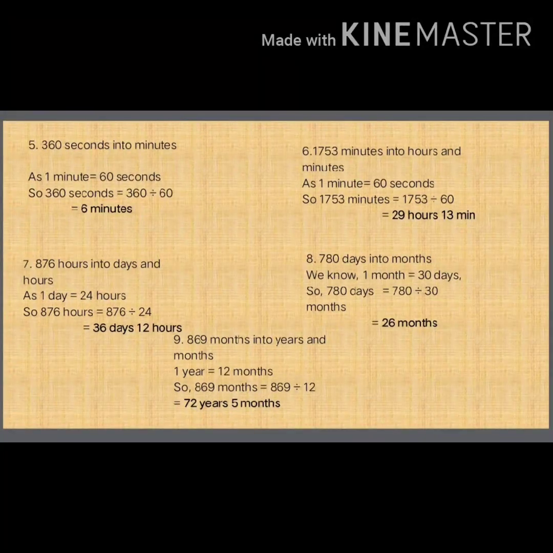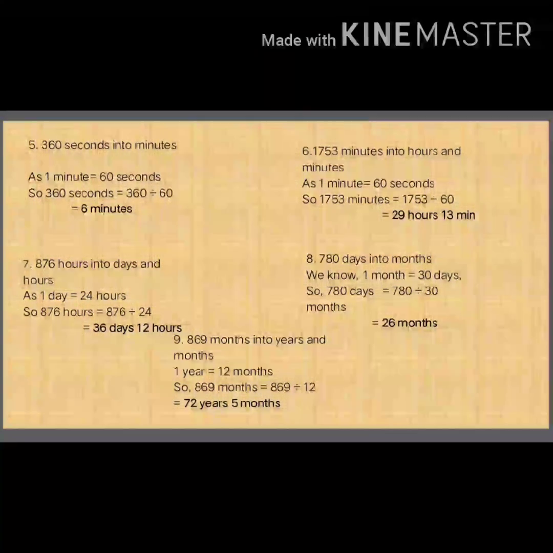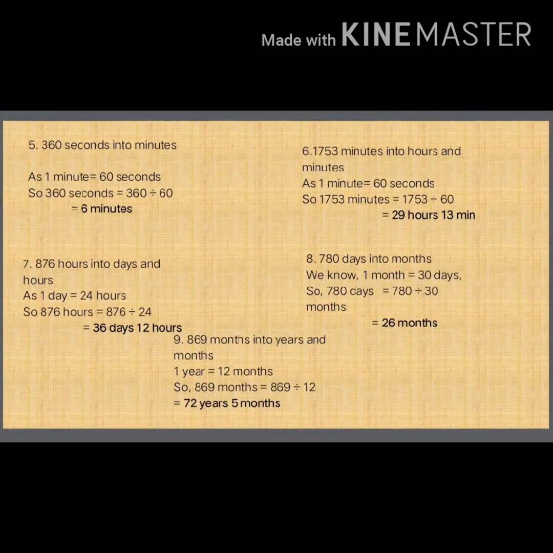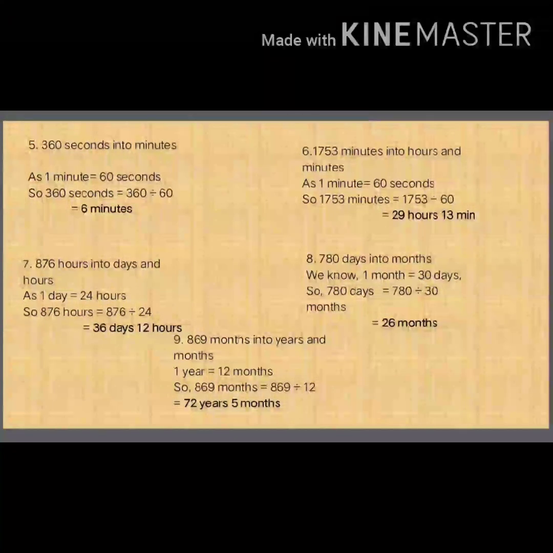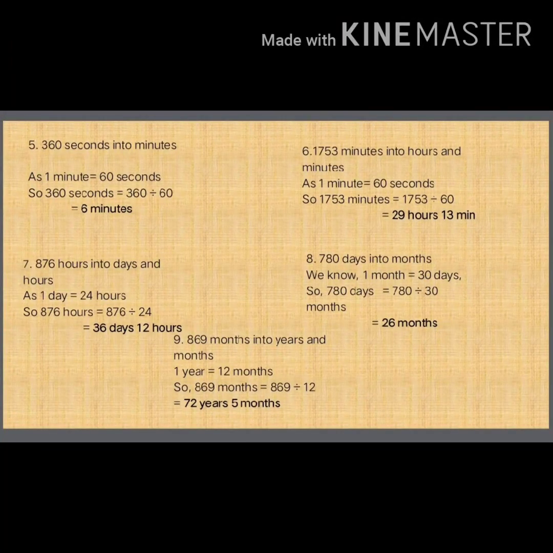Now let us see one more example, that is example number 8. That is 780 days. You have to convert it into months. Now in this case, we again divide it because we are converting a smaller unit into a bigger unit. So 1 month consists of 30 days. So we will be dividing 780 by 30 and we get the answer as 26 months. So this is all about conversion of different times in hours, days, seconds, minutes and so on.